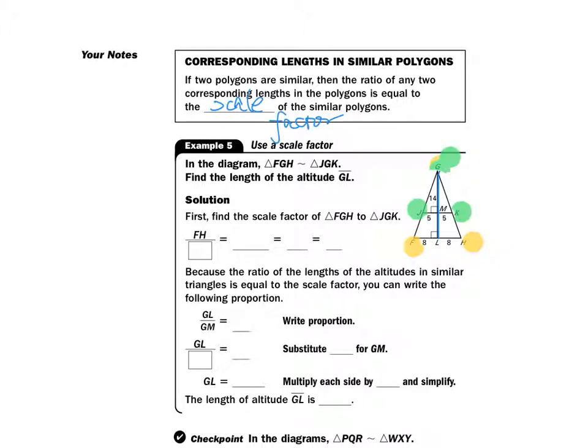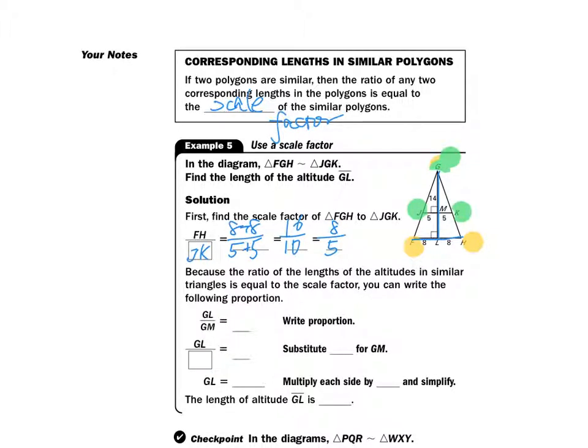Here it gives us some hint. First, find the scale factor. That's easy. FH is here. So FH, the corresponding length would be JK, right? So I should have 8 plus 8 over 5 plus 5. And that should give me 16 over 10, which comes out to be 8 over 5. So that's my scale factor.